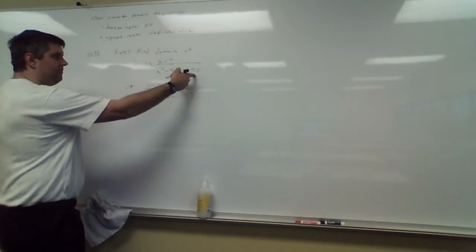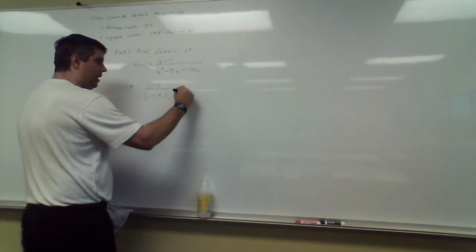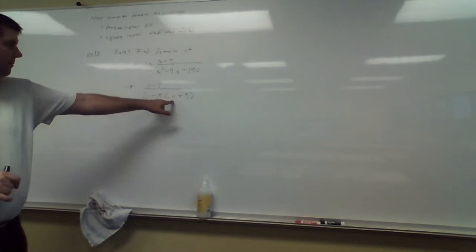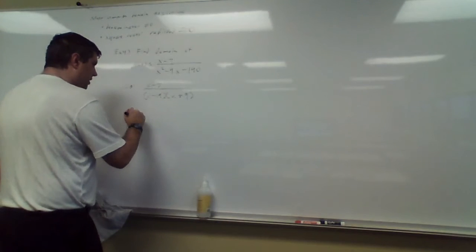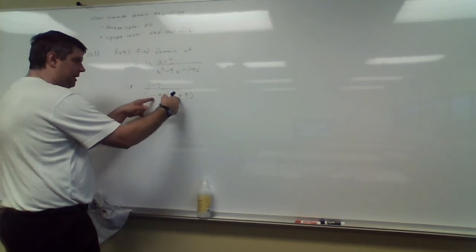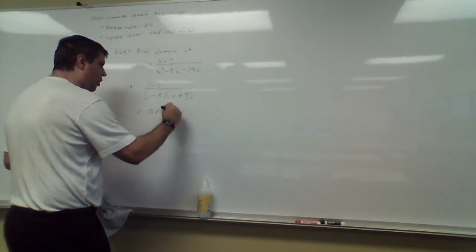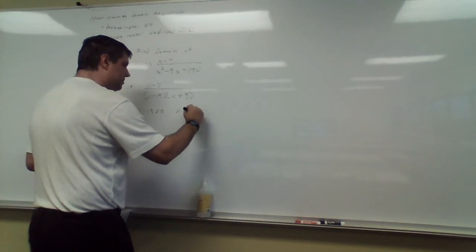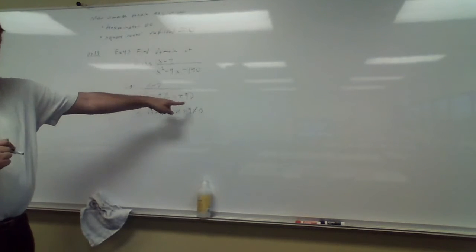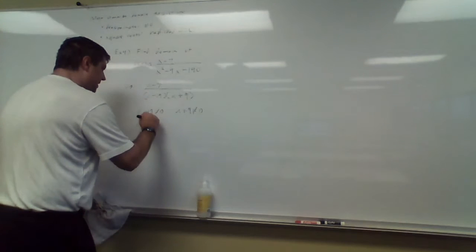Two factors of negative 171 that add to negative 10 are negative 19 and positive 9. Okay? So the denominator cannot equal 0. The only way to avoid 0 is if x minus 19 does not equal 0, or x plus 9 does not equal 0. Because if either of these was to equal 0, the denominator would equal 0, and that would make this function be undefined. So we will add 19 to both sides.